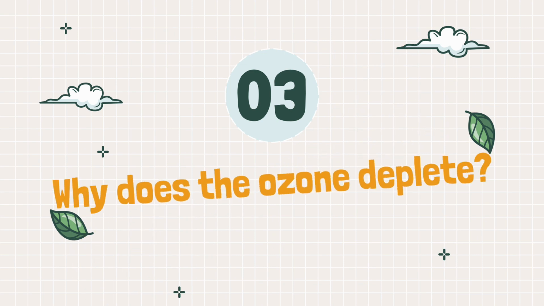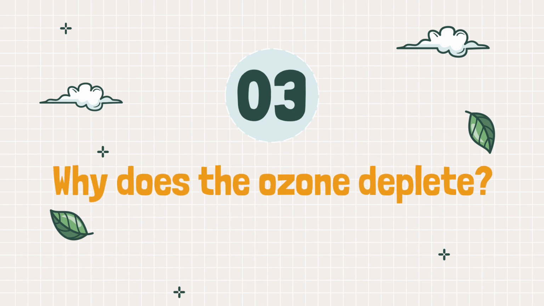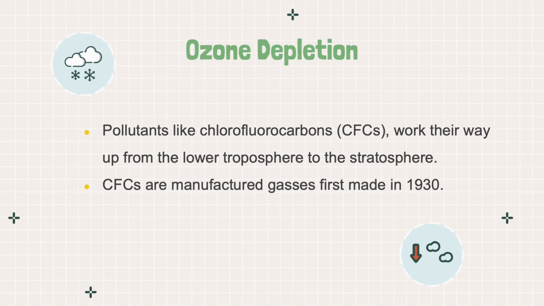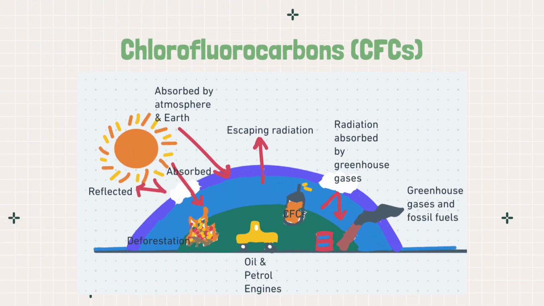But unfortunately, the ozone is suffering from depletion, which essentially means that the ozone is diminishing in quantity and size. But why is this happening? A pollutant called chlorofluorocarbons moves from the troposphere into the stratosphere and affects the ozone layer. We call chlorofluorocarbons, in short, CFCs, and they were first manufactured in the 1930s. CFCs are used in refrigeration, aerosols, and the manufacturing of polystyrene.